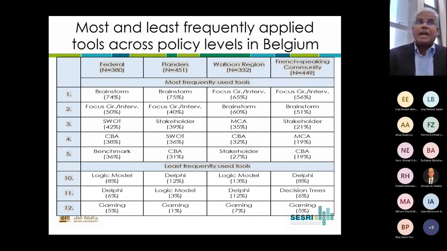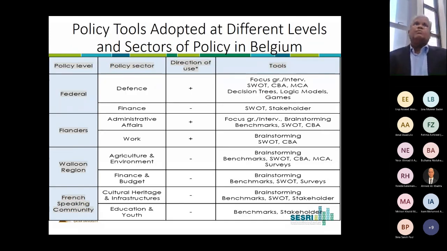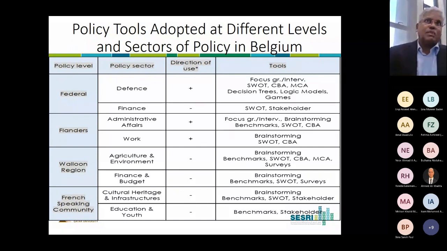We all know that in standard policy analysis, it's always the cost benefit analysis, the SWOT analysis, the survey analysis, or focus group discussion. But of course, in the final policy making stage, there is always brainstorming of all the choices of policy decision. There is another important table in this survey-based analysis: policy tools adopted at different levels and sectors of policy making in Belgium.